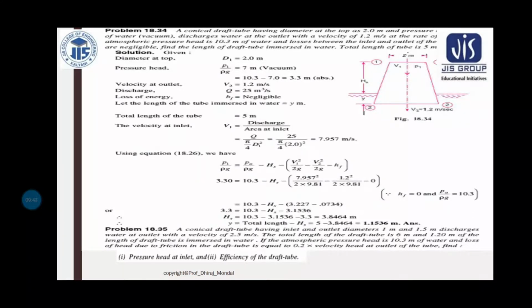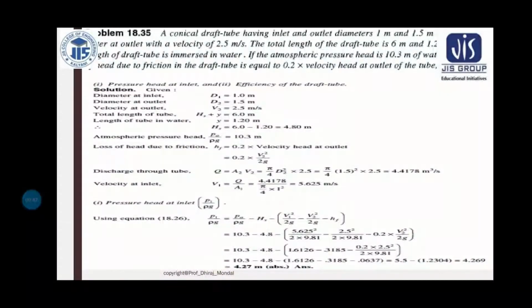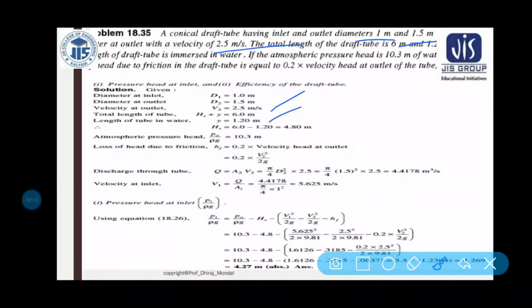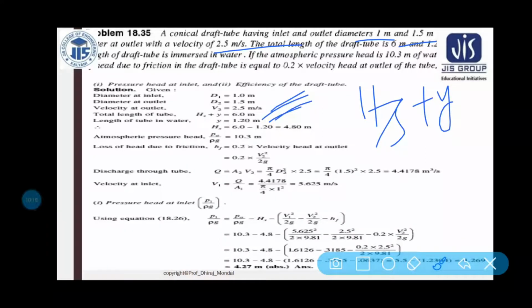Now next problem, problem number 18.35, this will be your last problem for this lecture. A conical draft tube having inlet and outlet diameter 1 meter and 1.5 meter discharges water at the outlet with a velocity 2.5 meter per second. Total length of the tube is given, Hs plus y, so Hs plus y is given 6 meter. Y is also given, 1.2 meter. So Hs you can find out, 4.8.